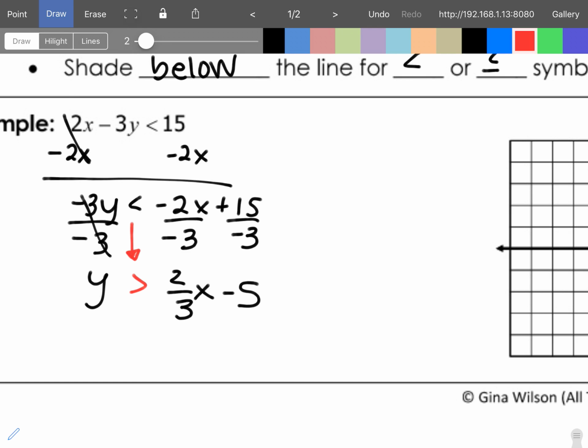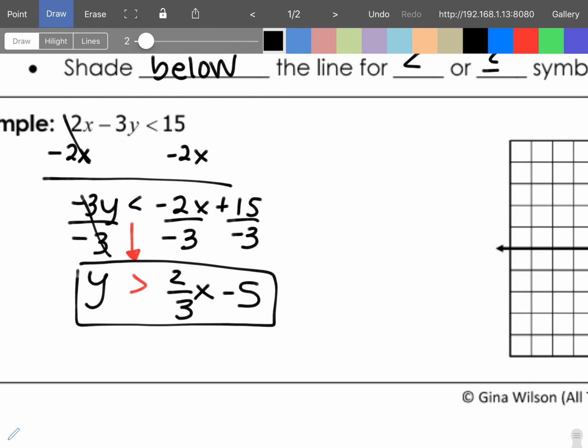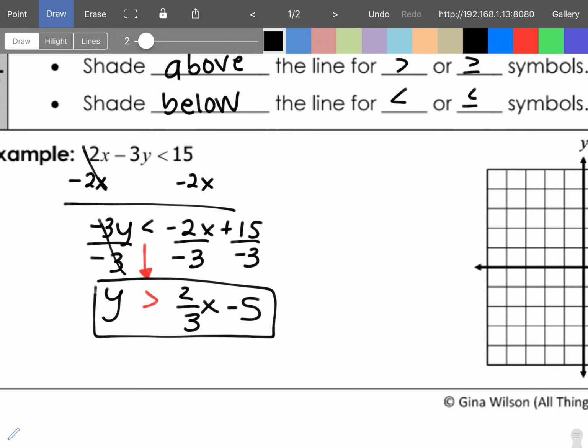Okay? That's really important. Great, so y is greater than 2/3 x minus 5.